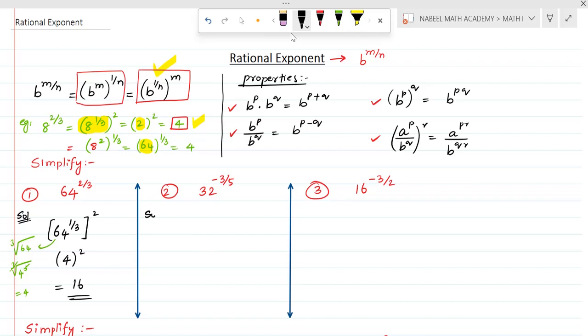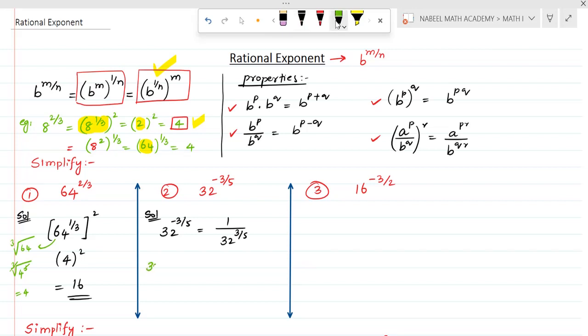Similarly, here you have a negative power. So we will make it positive first, and after that we will do the simplification. I will just flip it, and you will get 3 over 5. It becomes positive. So 32 to the power 3 over 5. Now similarly, I will apply the nth root first.